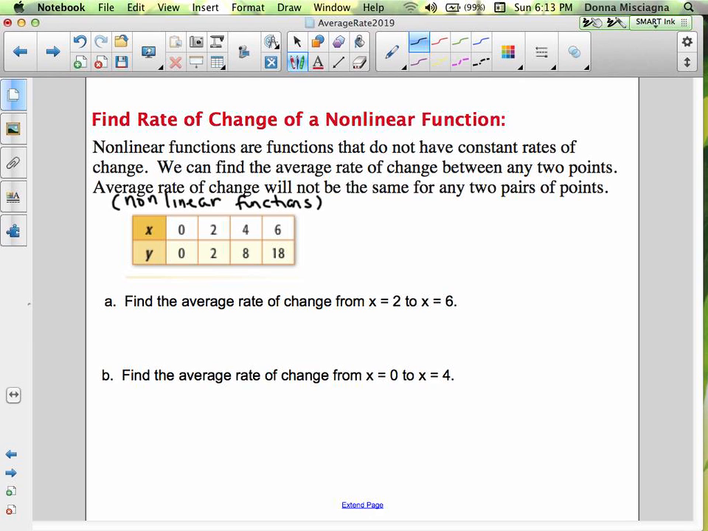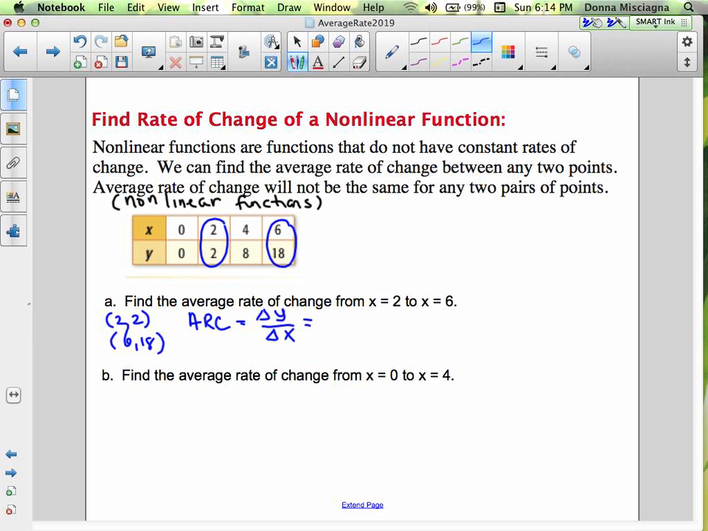All right, so we want to find the average rate of change from x equals 2 to x equals 6. The 2 points are 2, 2, and when x is 6, y is 18. So average rate of change. I'll just write it as change in y. So average rate of change will be the change in y over the change in x.